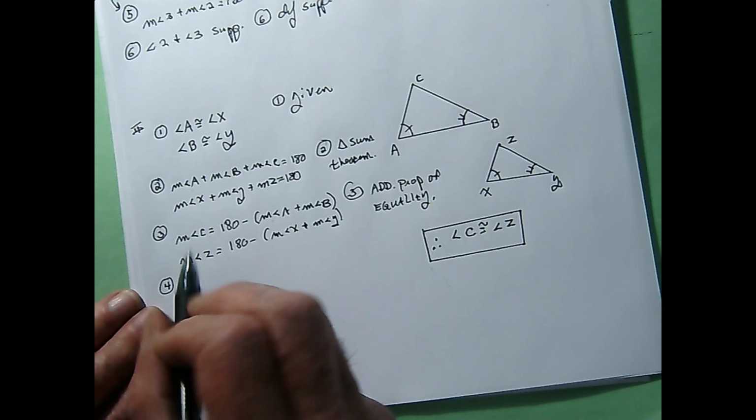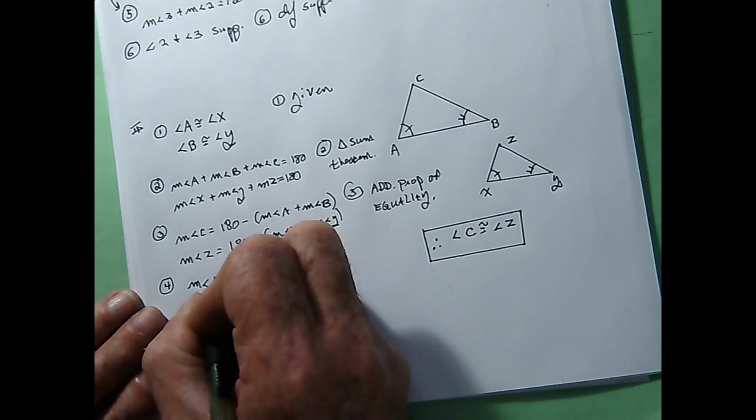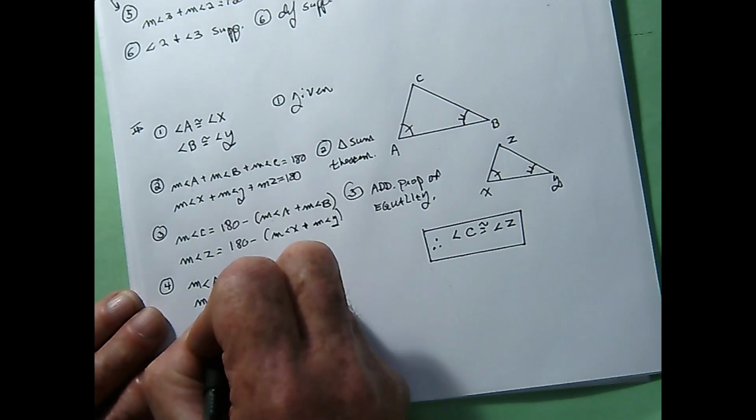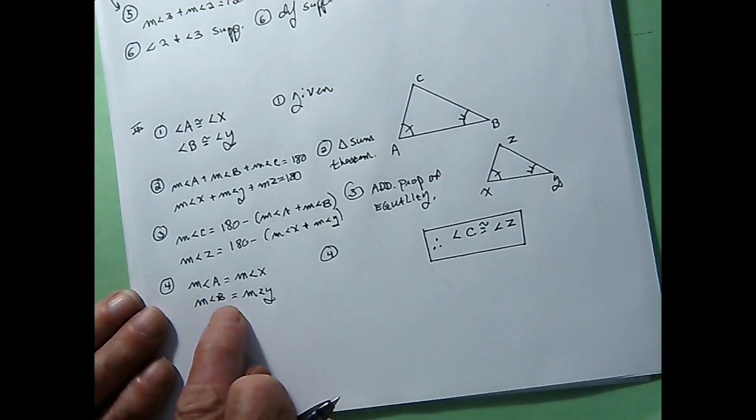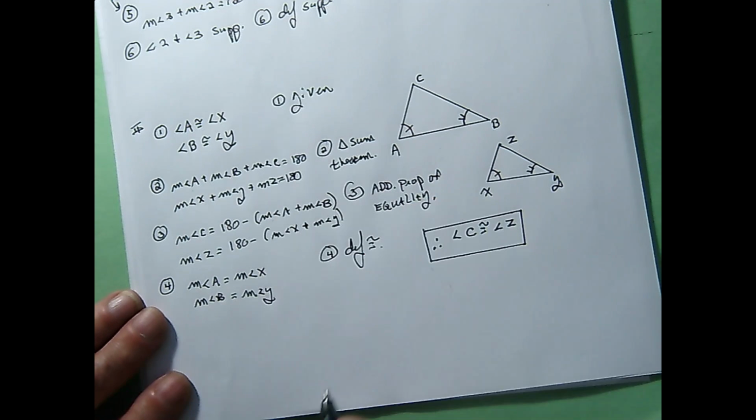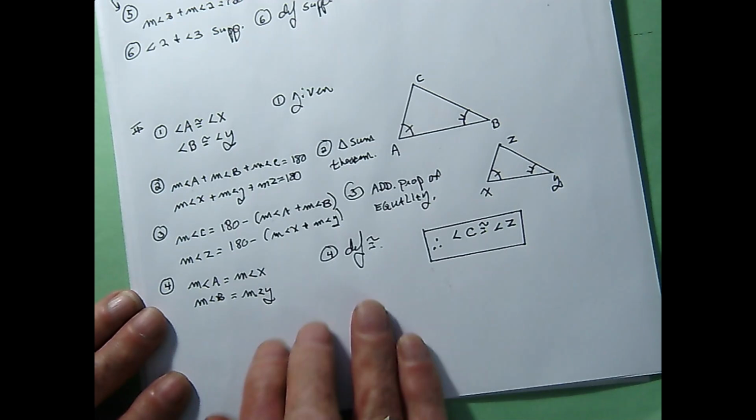Looking at the given, let's agree that the measure of angle A is equal to the measure of angle X. And likewise, the measure of angle B is equal to the measure of angle Y. And you might say, well, what's your reason for that? Well, if they're congruent, shouldn't they be equal in measure? Again, that's the definition of congruence. We've got to do enough proofs so you start seeing how they're alike and how they're different. That'll happen a lot, that definition of congruence.